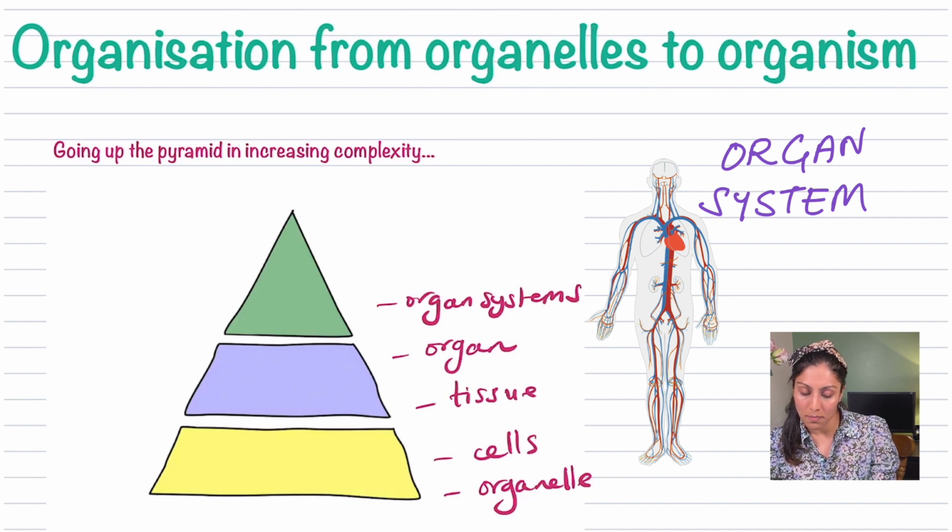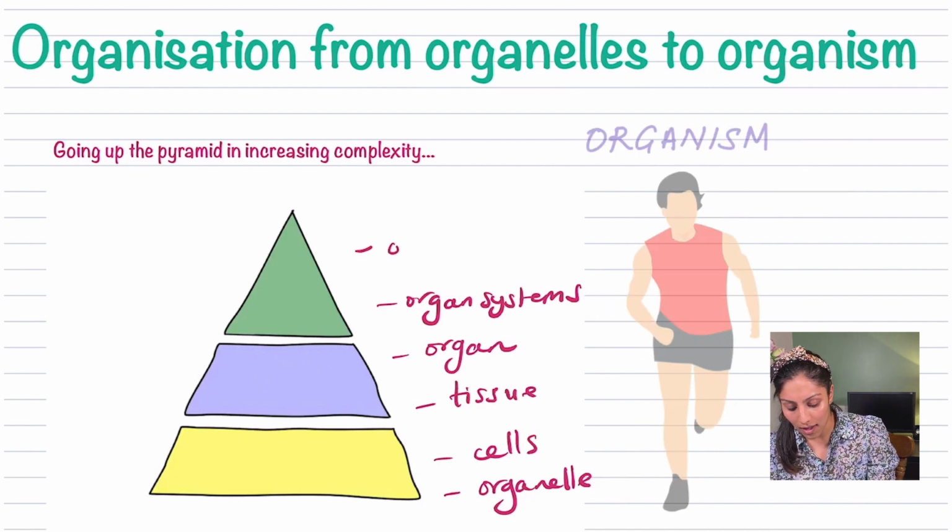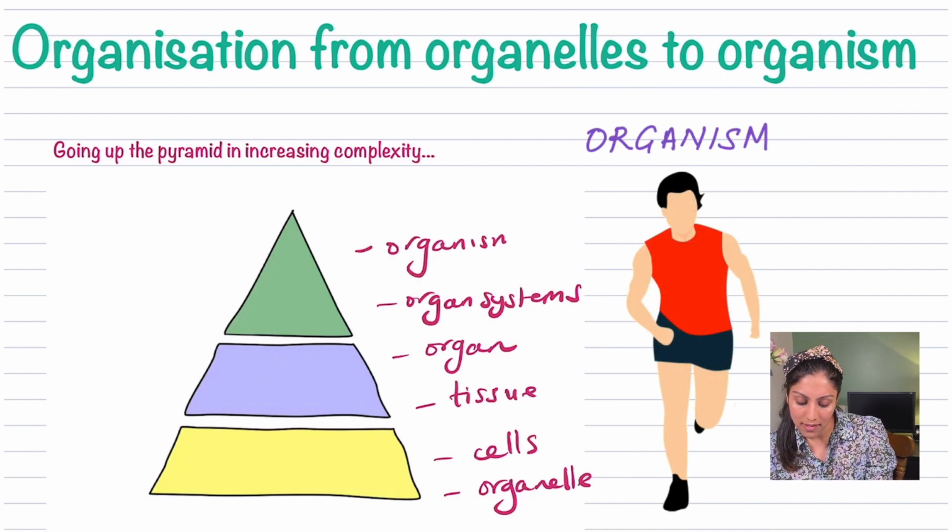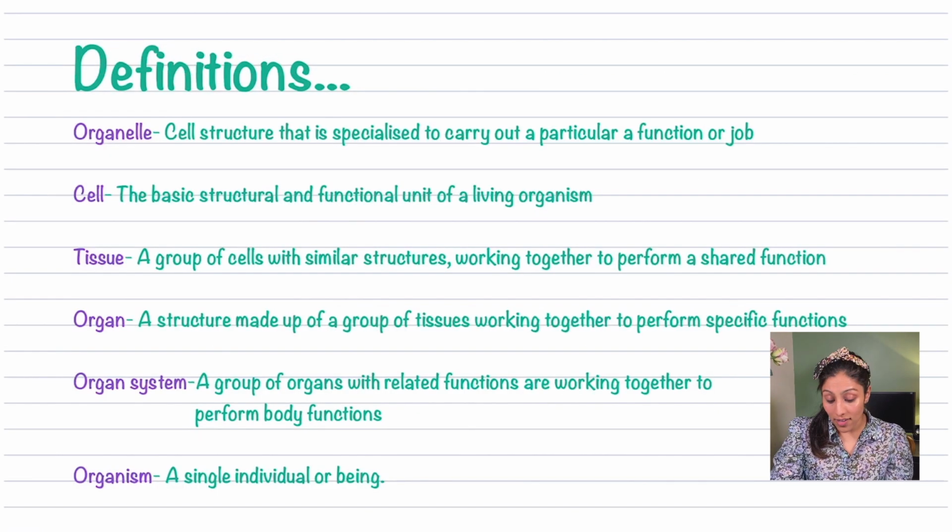So organ systems might be the circulatory system, which is how blood travels around your body. Or it could be your nervous system, how electrical impulses are passed around your body in order for your body to communicate with each other. And then finally, all these systems are put together and you get your organism. So that's like you and me. Right, so let's look at the definitions of what this means so that we can put the right scientific keywords when we have our exam in front of us.